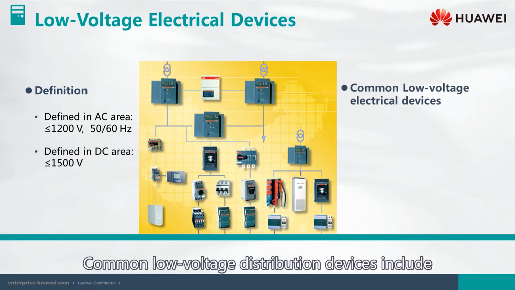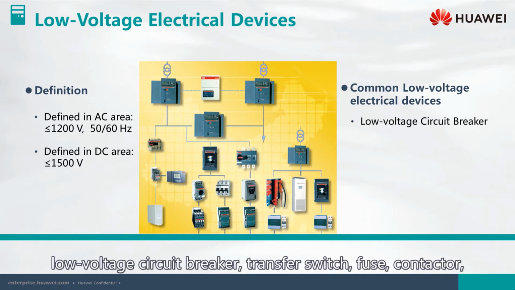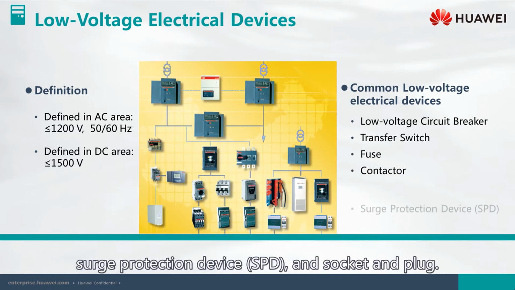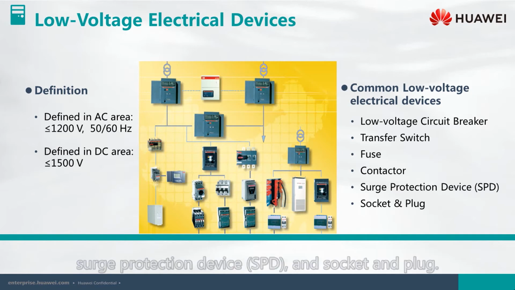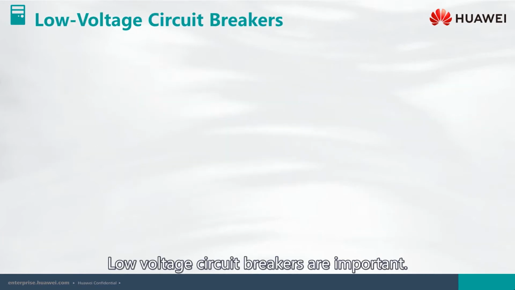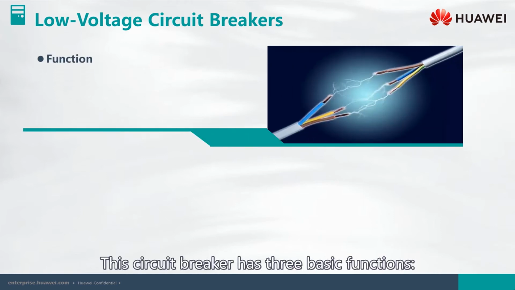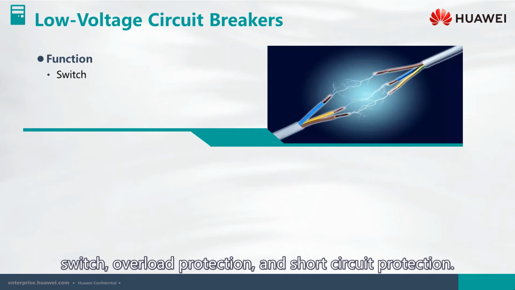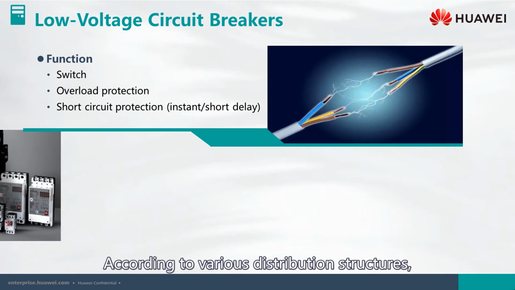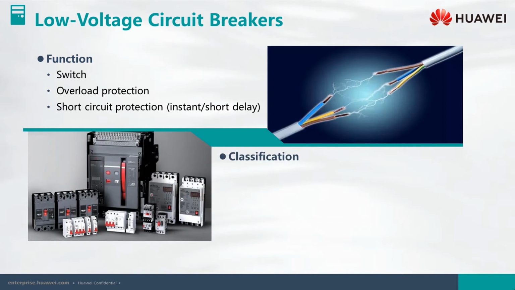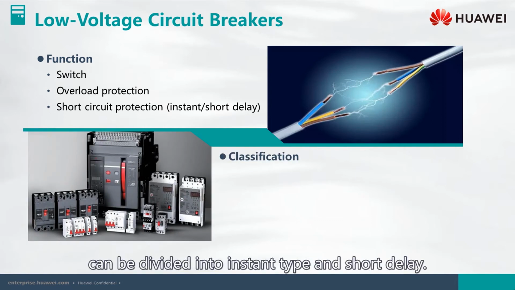Common low voltage distribution devices include low voltage circuit breaker, transfer switch, fuse contactor, surge protection device, SPD, and socket and plug. Low voltage circuit breakers are important. This circuit breaker has three basic functions: switch, overload protection, and short circuit protection. According to various distribution structures, short circuit protection can be divided into instant type and short delay.